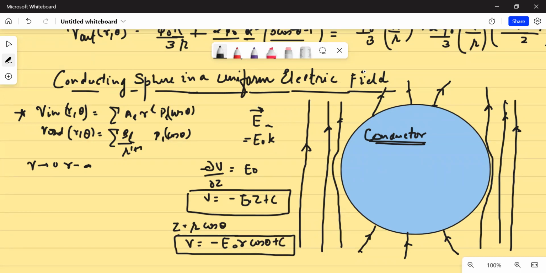And you know that if I go towards infinity, that is r tends to infinity, my potential is going towards infinity. So no longer can I write in this way. I mean, I cannot bifurcate my solutions into two halves now. Okay, so I'll have to consider the general solution.